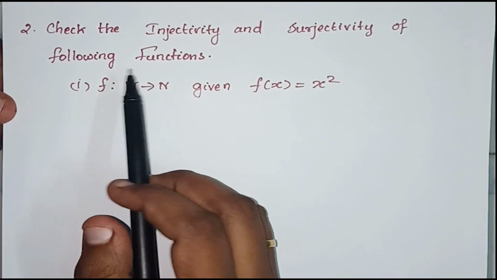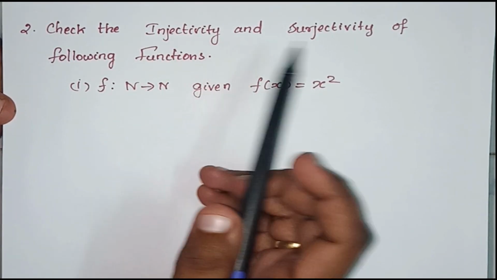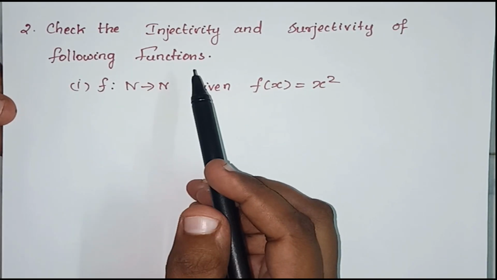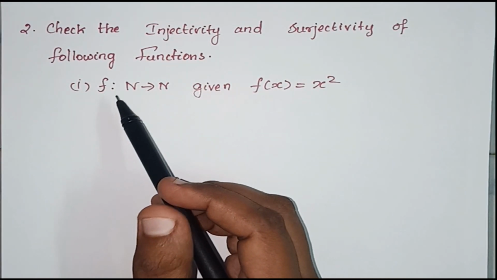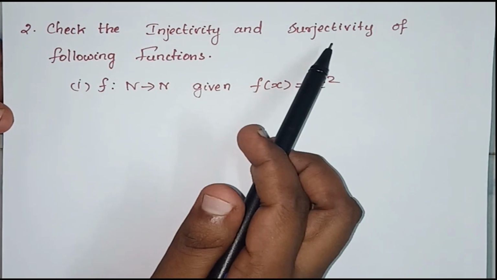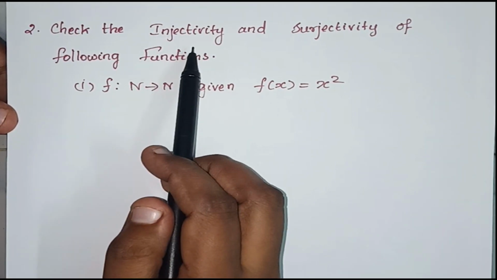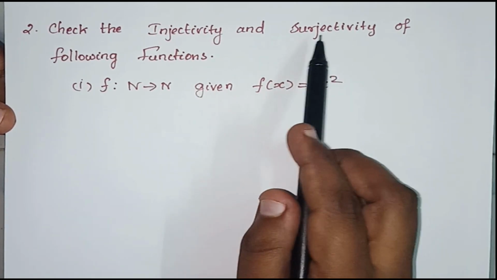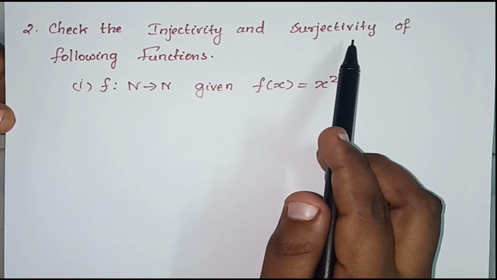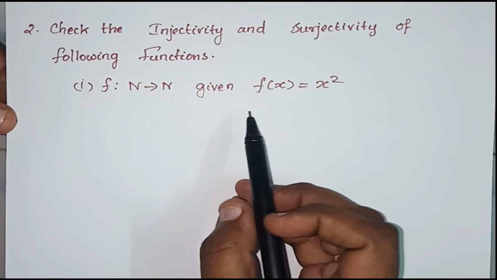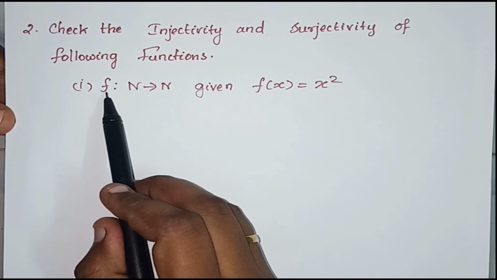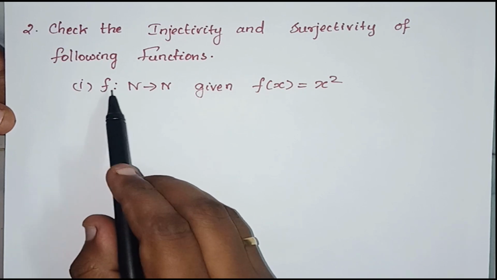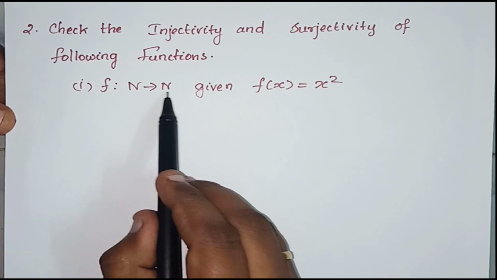Next, second question. Check the injectivity and surjectivity of the following functions. So in this question there are 5 parts. We need to check the injectivity and surjectivity. What is meant by injective? Injective is nothing but a one-to-one function. Surjective is nothing but an onto function. So we need to check whether the function is one-to-one or onto. Okay. So the first part is the function f from N to N.